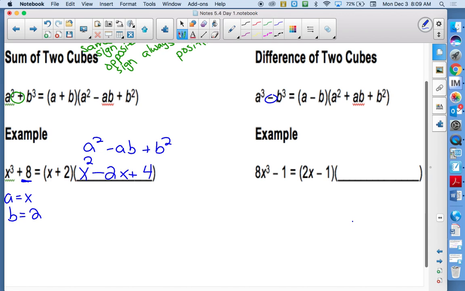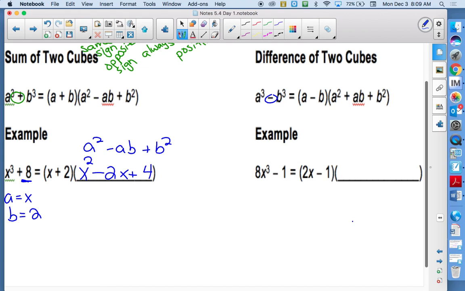So the formula remains the same. It's a plus b, a squared, ab, b squared. But the signs in the middle are the ones that we reference. So same, opposite, always positive, or always a plus sign.